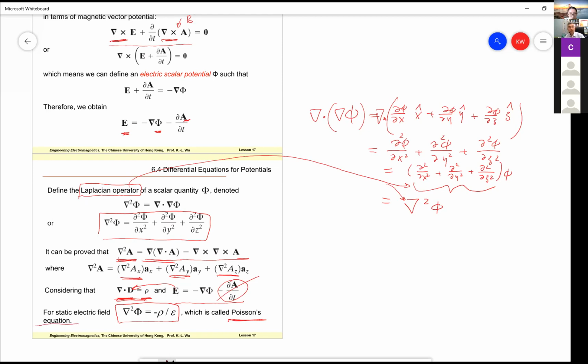Poisson's equation is also widely used in the semiconductor field, because when the scale is so small in integrated circuits, and we like to find the potential distribution in a complicated, let's say, transistor structure, then we need to solve this scalar function, or Poisson's equation, in a three-dimensional manner.